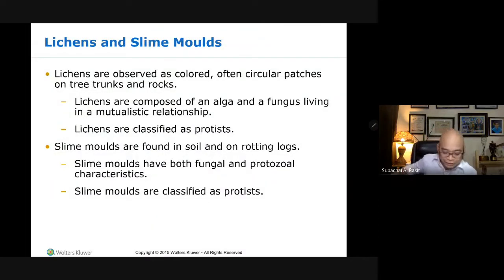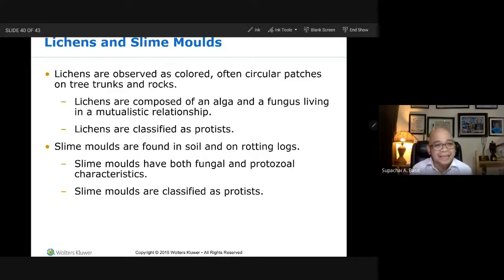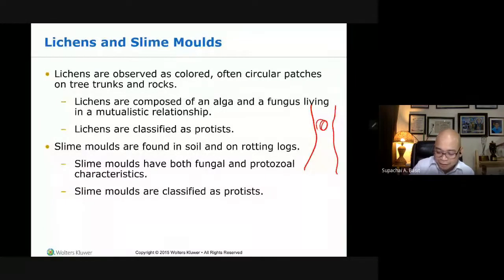Okay, and lastly, let's talk about the lichens and the slime molds. Okay, so lichens are observed as colored, most of the time circular patches on trees and tree trunks and rocks. So in a tree, if you notice circular patches that are whitish, that would be a lichen. Do you know that lichens are composed of an alga and a fungus living in a mutualistic relationship, which means that algae benefits from fungus and fungus benefits from algae. So lichens are classified as protists.